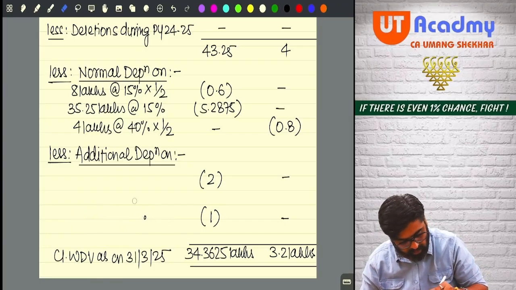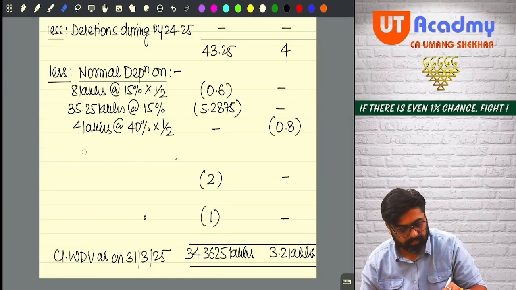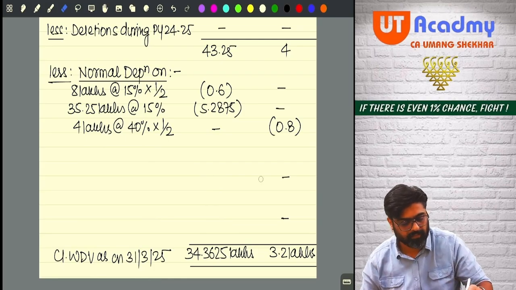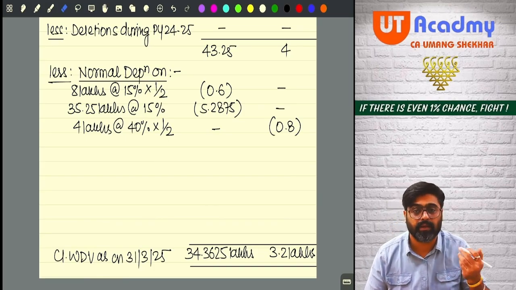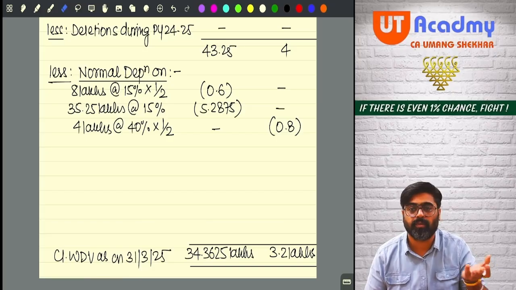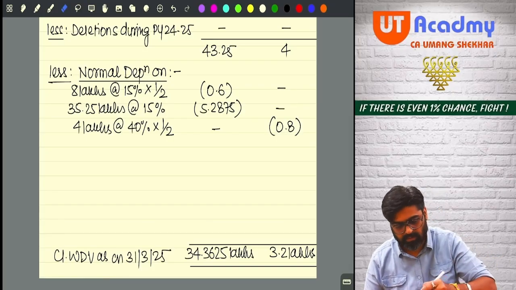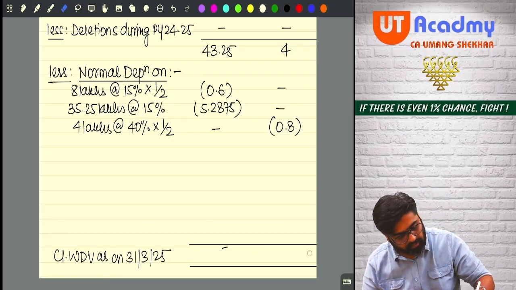I will not write additional depreciation, but I will write down a note that why I have not taken additional depreciation, because the assessee is following 115BAC. That's it. Got it? So the closing WDV will change.